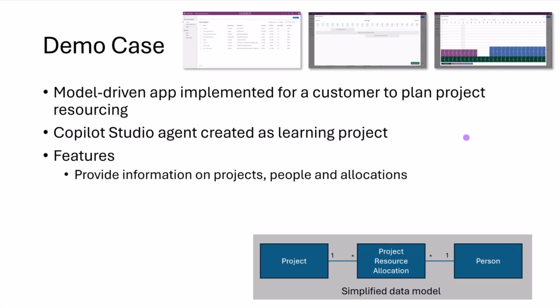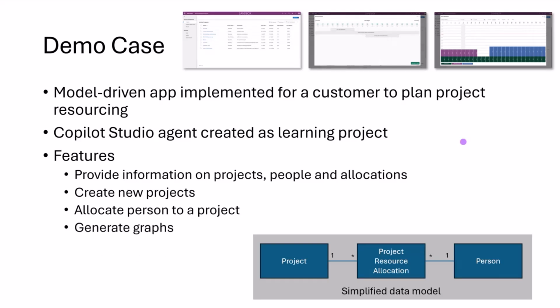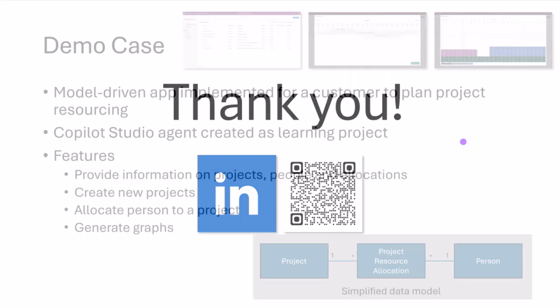So what features does that agent have? Well, obviously it can provide information on projects, people, and allocations, but you can also use the agent to create new projects. You can allocate a person to a project, and as a bonus, you can also generate graphs. So let's take a look at the actual demo.